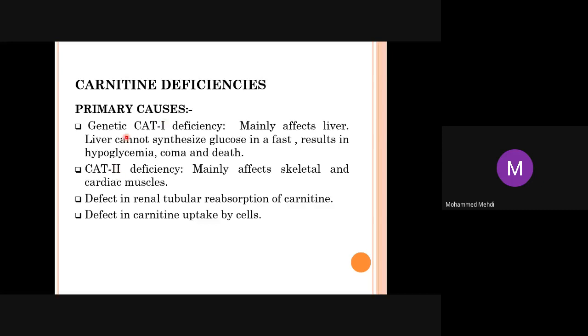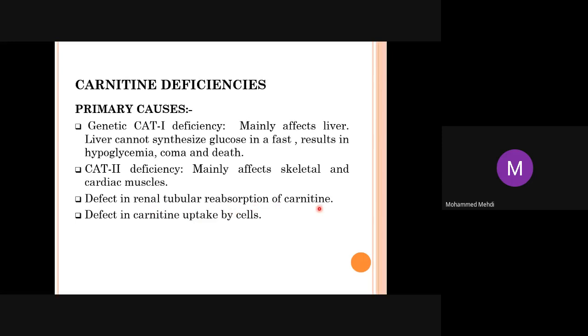Both are enzymes, and enzymes are proteins. Proteins are made with the help of DNA information. DNA dictates the amino acid sequence in the protein. Whenever there is a defect in the gene or DNA, as a result, we'll have a problem in the protein's function, like a defective enzyme. Another cause is a defect in renal tubular reabsorption of carnitine.